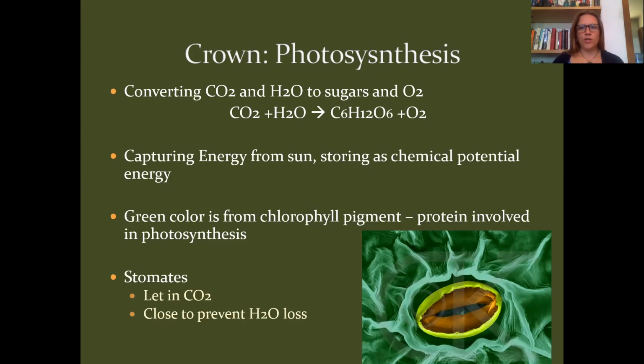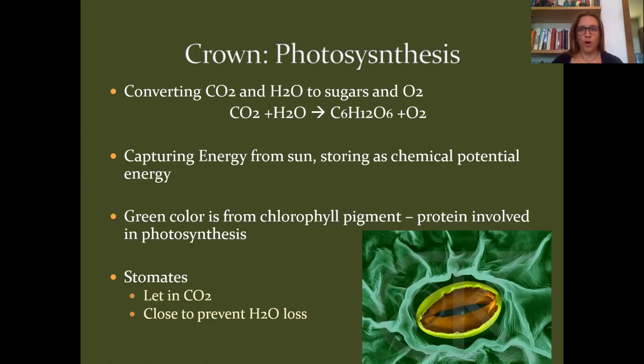And then another important structure on plant leaves that allows them to do photosynthesis are stomates, or stomata, as they're called plurally. This is basically like a little valve that's shown in this picture on the bottom right, and it lets CO2 in during the day, but it can also be closed up to prevent water loss, which is something that plants are constantly thinking about.